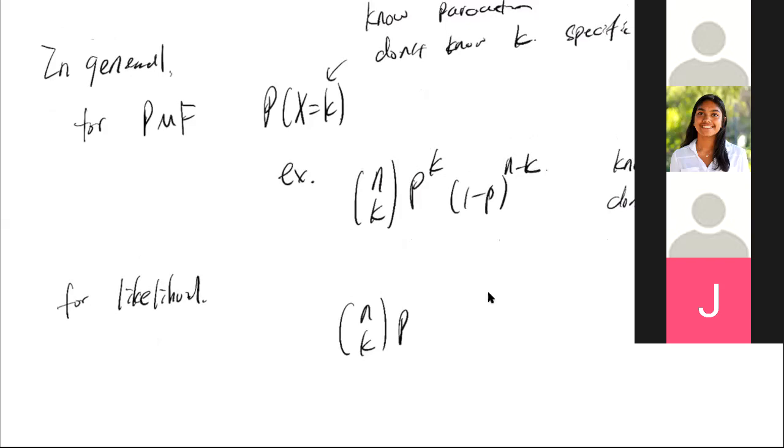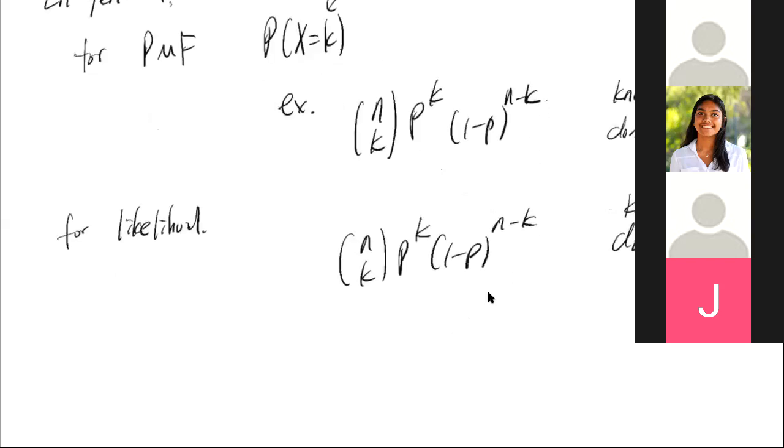But now for likelihood, it's still the same format as the probability mass function. But right now you don't know p, but you know n itself, and you know k because you are given a specific sample. So that's the difference between likelihood and probability mass function.